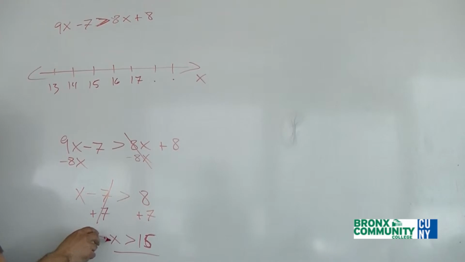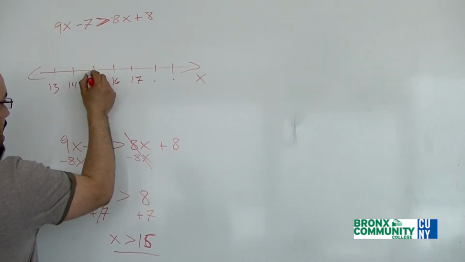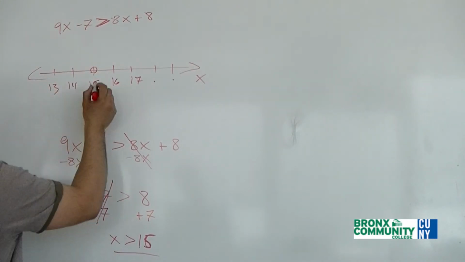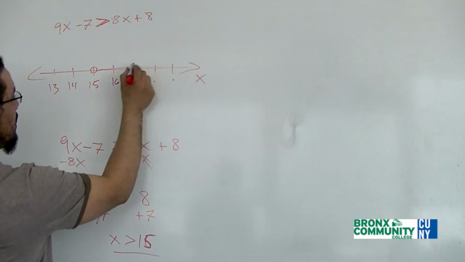So x is strictly greater than 15. That means at 15, I'm not making a dot. I'm making an open circle. And then I'm highlighting everything after that.